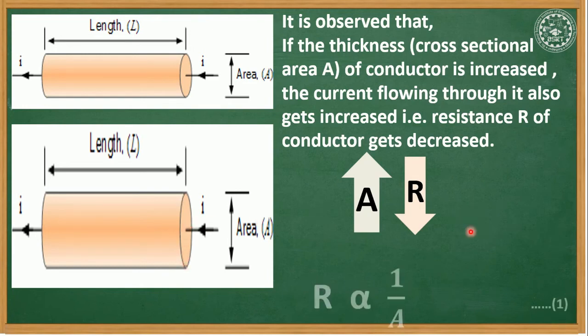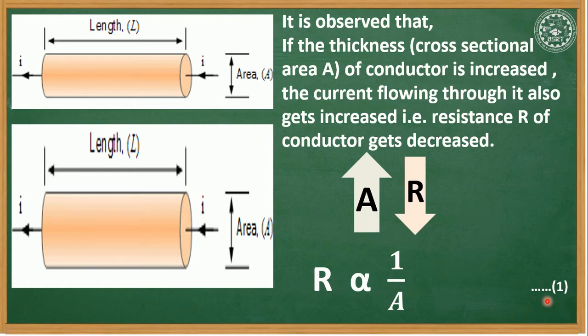Means mathematically we can write resistance R is inversely proportional to cross sectional area. If we go on increasing the cross sectional area, resistance will decrease. If we decrease the cross sectional area, then resistance will increase. So this is a mathematical relationship between resistance and cross sectional area. We have increased the cross sectional area here, so resistance gets decreased. So we can call it equation number 1.